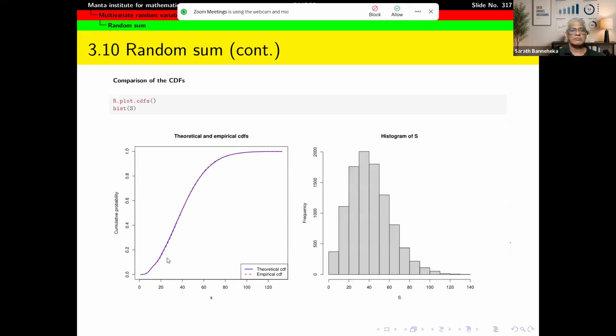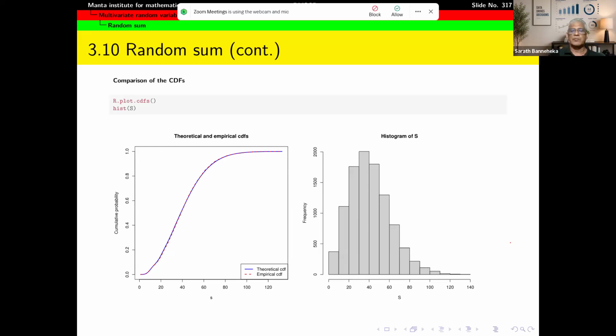So here I get this graph. Even though it looks like one graph, it actually contains two curves. One is the theoretical CDF, the other one is the empirical CDF. You can see that those are almost exactly the same, right? So therefore, we can see that our simulation is also correct.